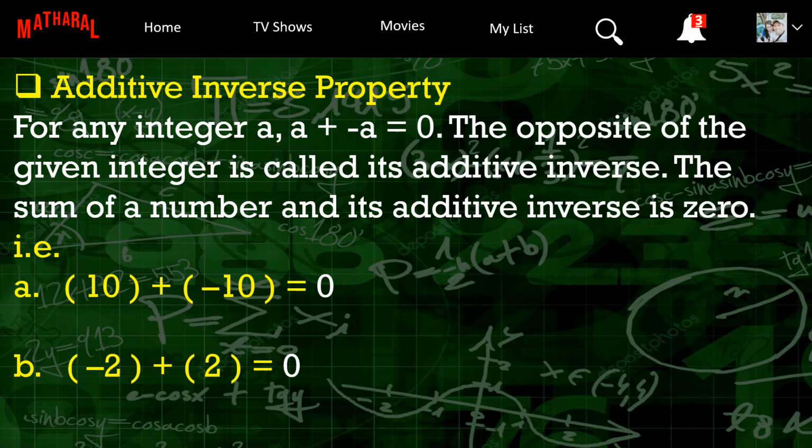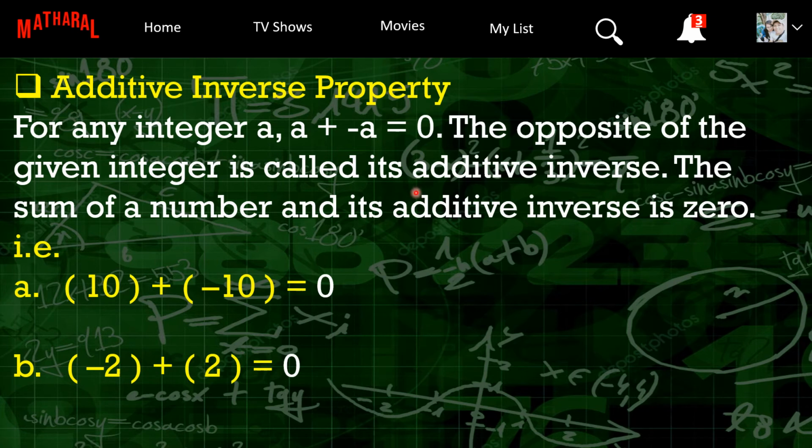So now we are on the additive inverse property. For any integer a, a plus negative a is equal to 0. The opposite of the given integer is called its additive inverse. The sum of a number and its additive inverse is 0.